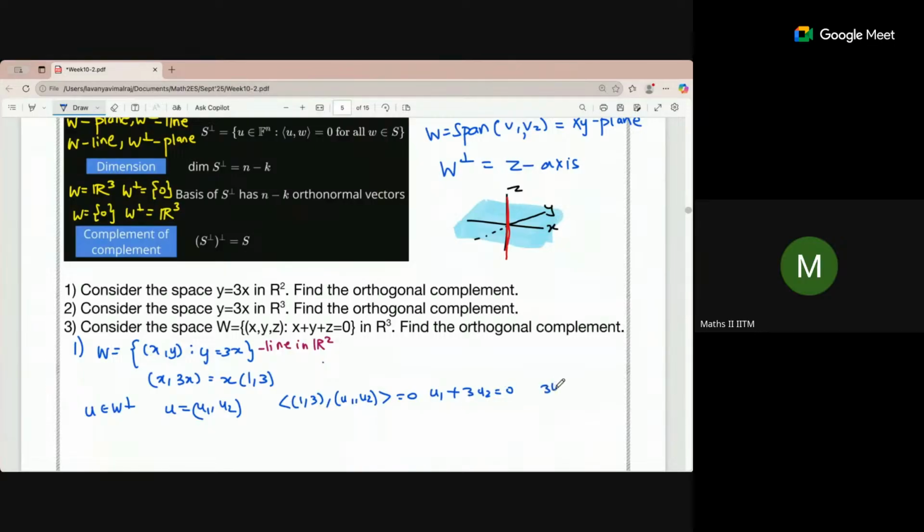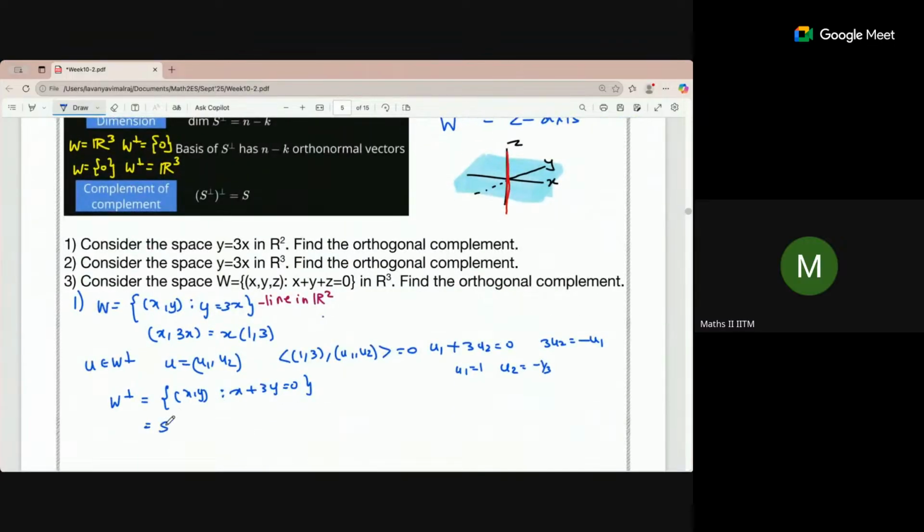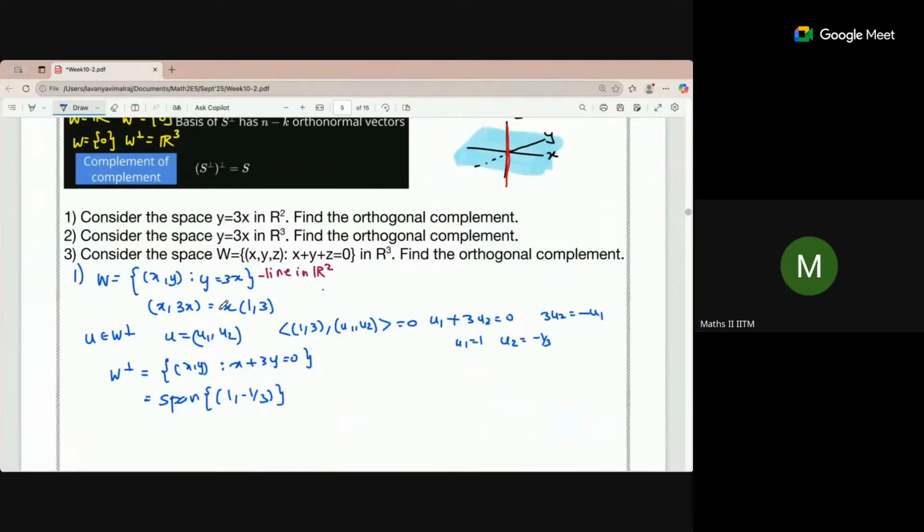Which means that 3u2 is equal to minus u1. So if u1 is equal to 1, then u2 is equal to minus 1 by 3. Or you can take the other way around: if u2 is equal to 1, then u1 is equal to minus 3. So your W perp is basically the set of all (x, y) such that x plus 3y is equal to 0, or you can rewrite it in whatever way you want, and it is the span of (1, minus 1 by 3). Okay, all right. So now this was in R2.